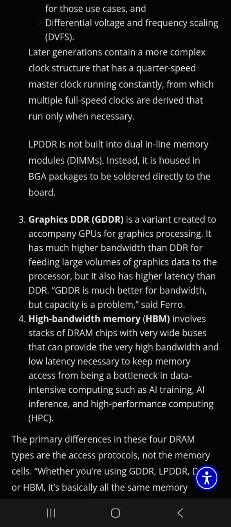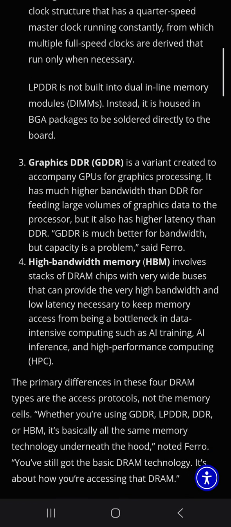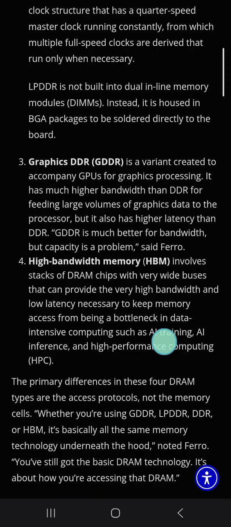3. Graphics DDR, GDDR, is a variant created to accompany GPUs for graphics processing. It has much higher bandwidth than DDR for feeding large volumes of graphics data to the processor, but it also has a higher latency than the DDR. GDDR is much better for bandwidth, but capacity is a problem, said Farrell.